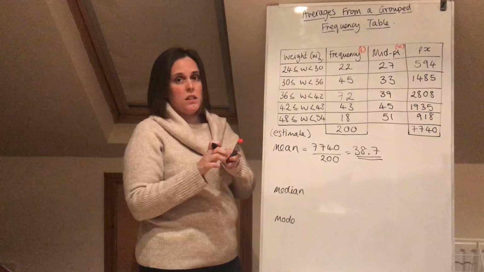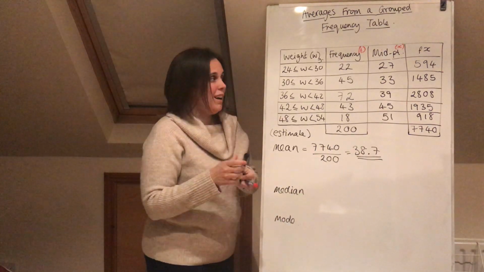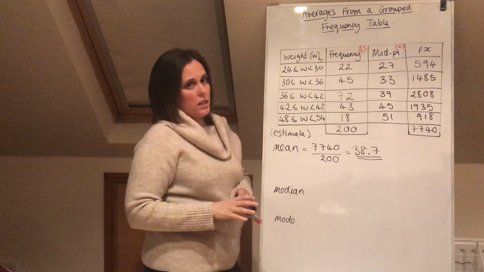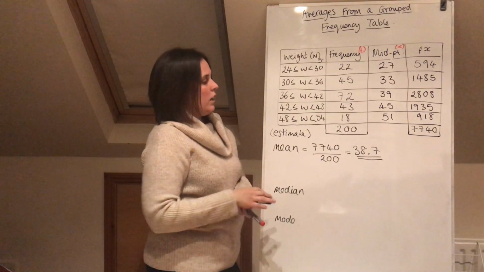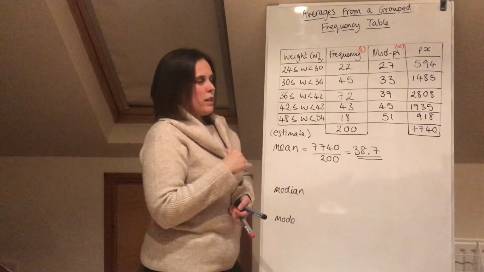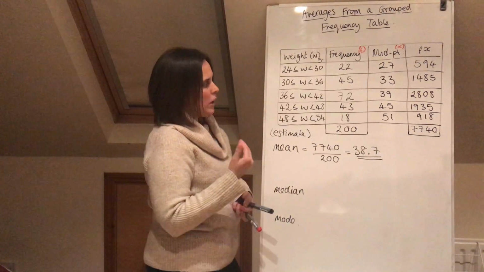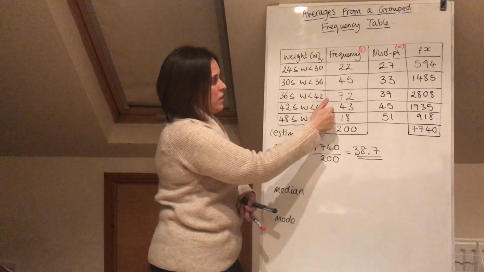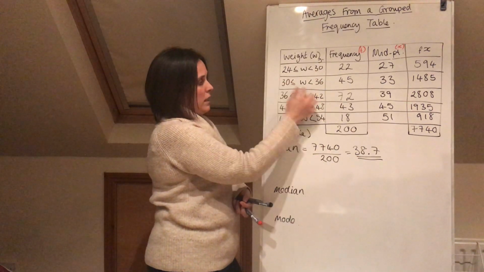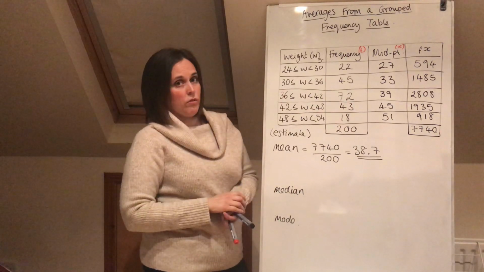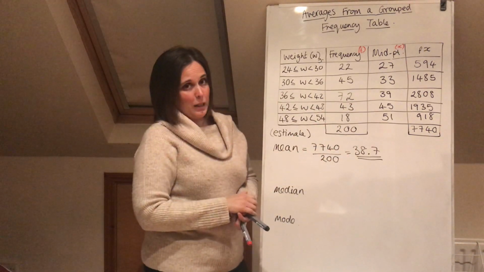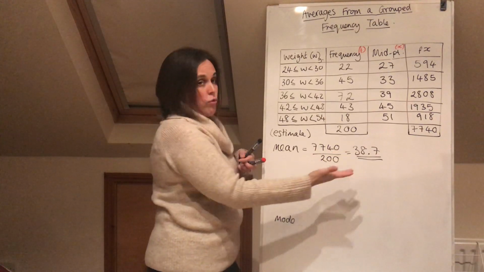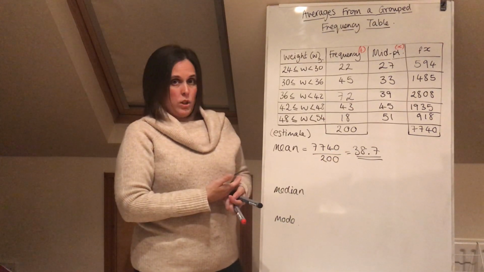Now look, the best thing to do is to look at your answer and say to yourself, does it make sense? So look at your frequencies here, look at the data, where would you expect the average to be? Well, most of them are in this group, and you've also got high frequencies either side, so I would expect it to be somewhere between 30 and 48, and it is 38.7. Okay, that is a reasonable answer, so I've got no reason to question myself.